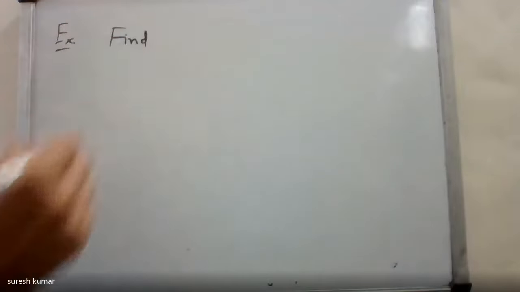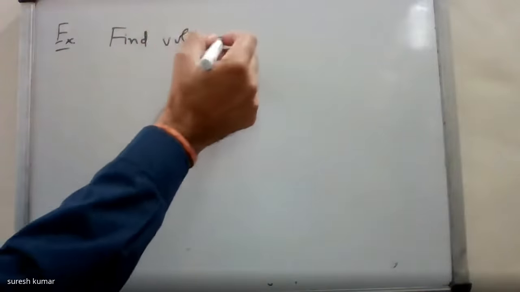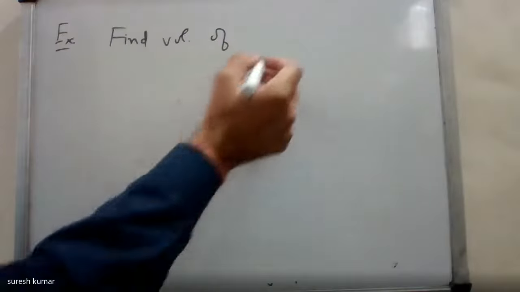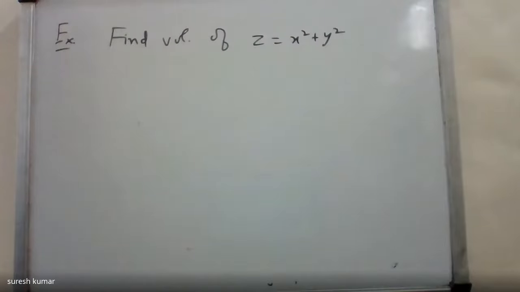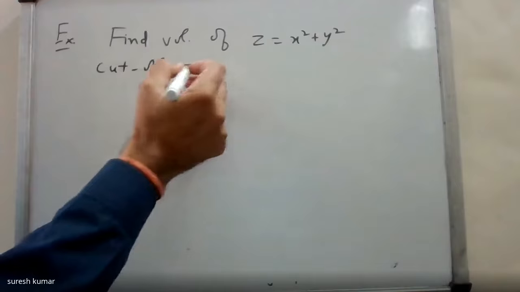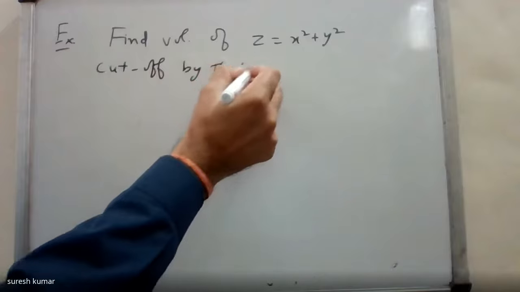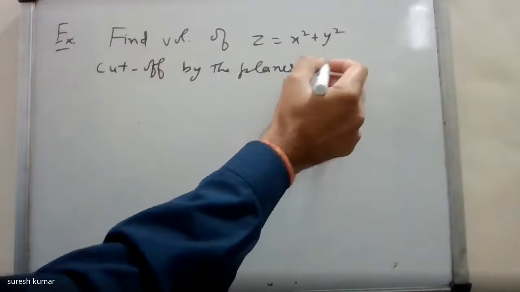Let me take one more problem that is also related to volume. I am telling this problem just to explain how to decide limits. Okay, so this is a different kind of problem. Find the volume of the paraboloid z equal to x square plus y square cut out by the planes z equal to 1 and z equal to 2.